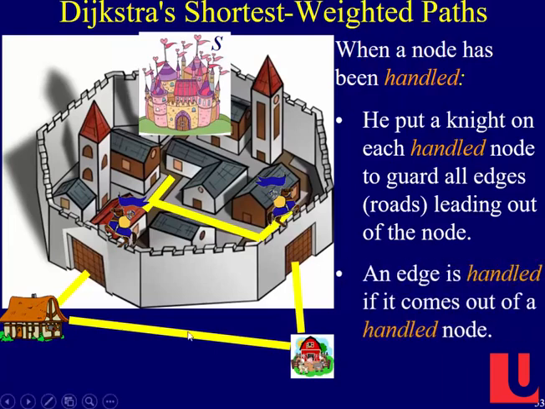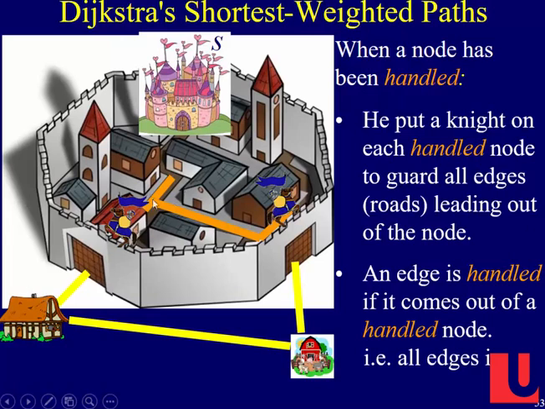So what we have is that an edge, we define an edge to be handled if it's coming out of a handled node, right? Because when you handle a node, you handle the edges coming out of it, right? And the guard is protecting those. All right, so all edges. All right, what are the edges that are handled? All the edges within the wall are handled, right? And which other ones are handled? What about this guy here? Is it handled?